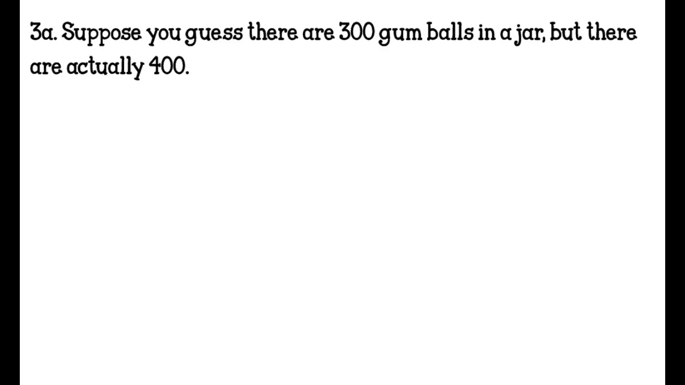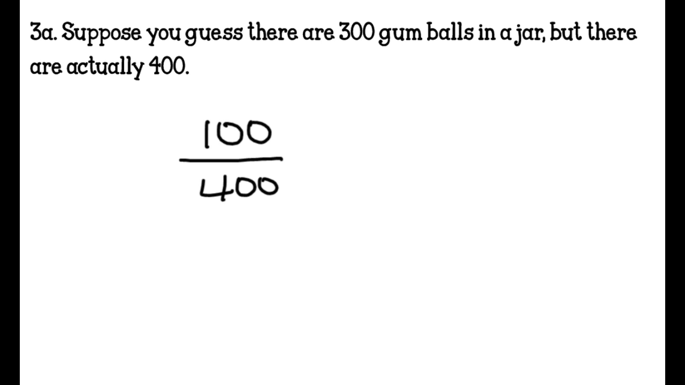Okay, earlier we were finding percent of increase and percent of decrease based on how much things have changed. Now this is the percent of error. So this is how off were you? So this is a guessing game. Suppose you guess there are 300 gumballs in a jar, but there are actually 400. So you have to find the percent of error. How far off were you? So you're going to take the right amount minus what your guess was. So 400 minus 300 is 100. And then you're going to divide by the actual, which is 400.